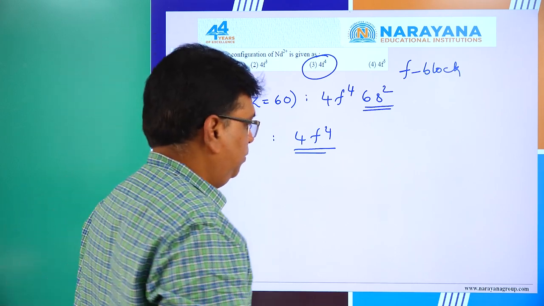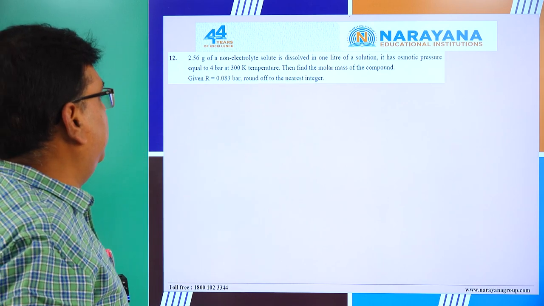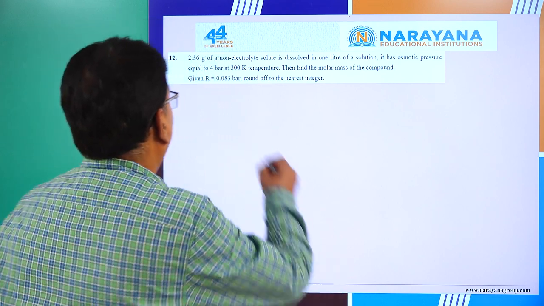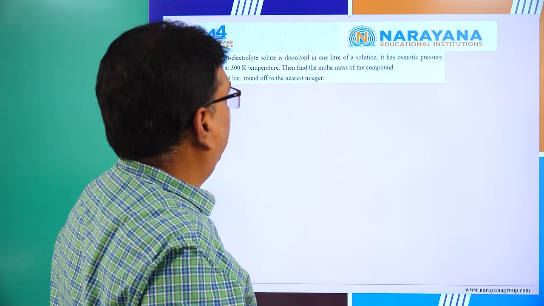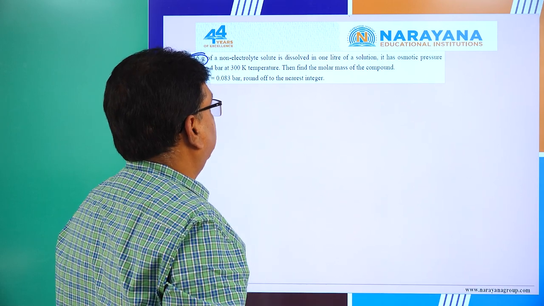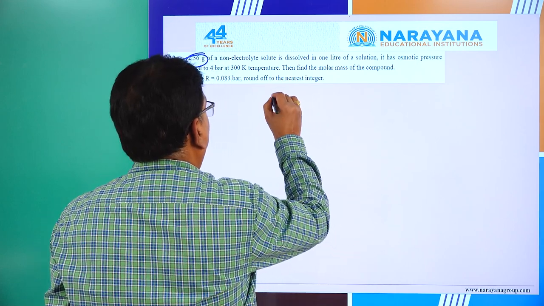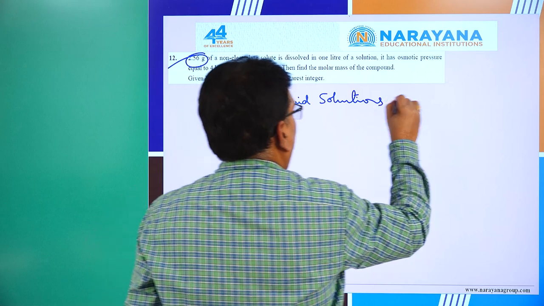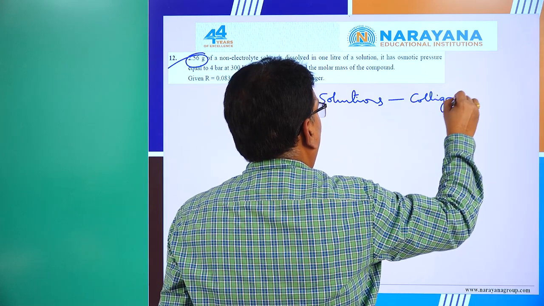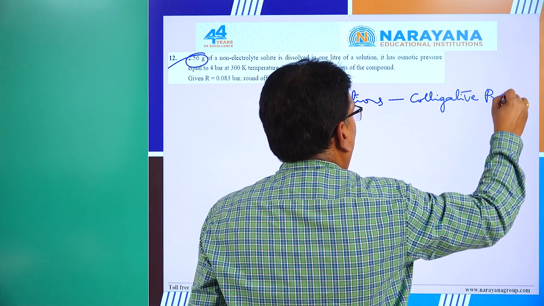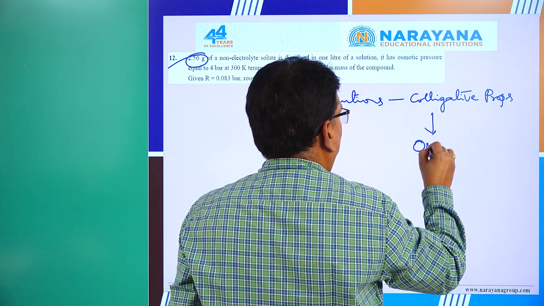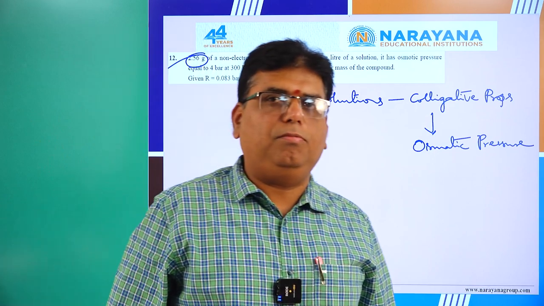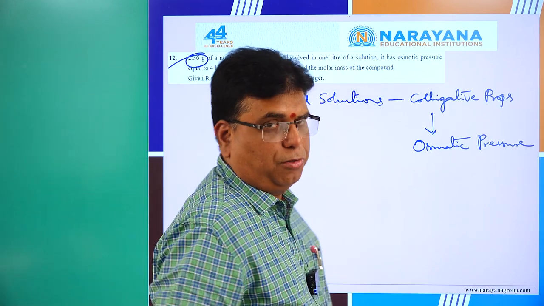Now, let us move on to question number 12. Yeah, this is again a physical chemistry part. 2.56 grams of a non-electrolyte solute is dissolved in 1 liter of solution, right. It has an osmotic pressure equal to 4 bar. So, this is again from the chapter liquid solutions, colligative properties, and in that osmotic pressure is the concept. How do we measure the osmotic pressure in liquid solutions?